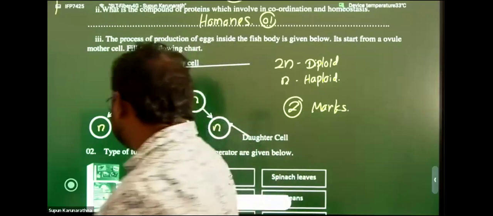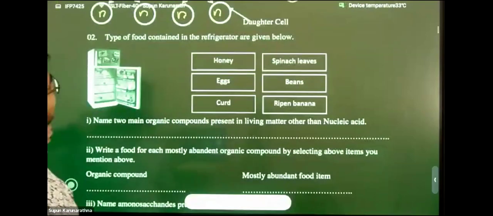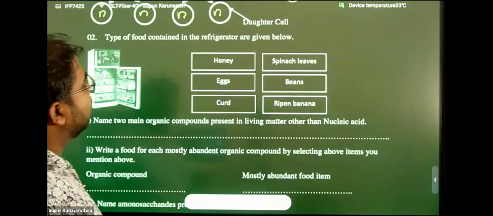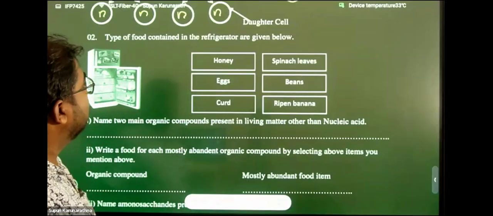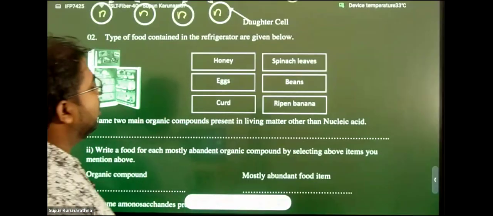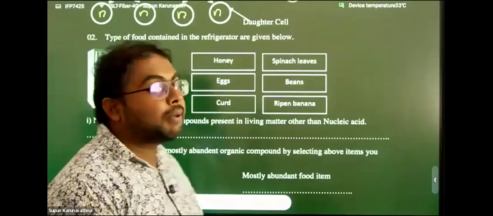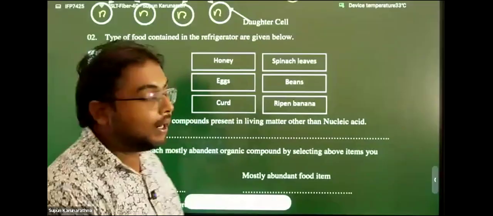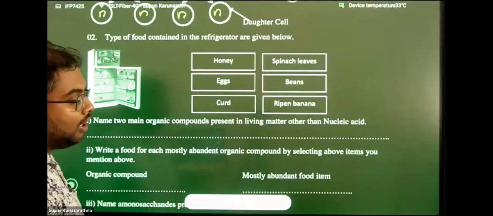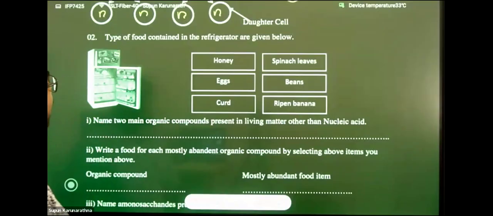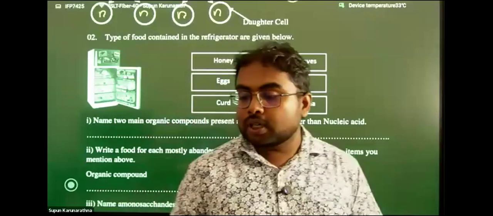Okay. Now let's go to the next question. Types of food contained in the refrigerator are given below: honey, spinach leaves, eggs, beans, curd, ripened banana. Those things are there. Right? Name the two main organic compounds present in living matter other than the nucleic acid.